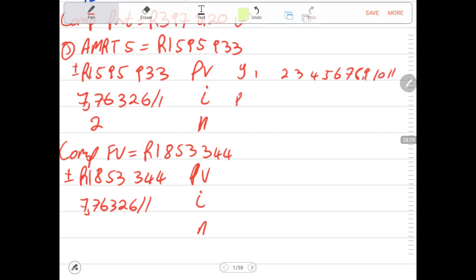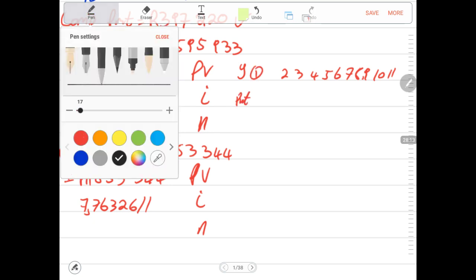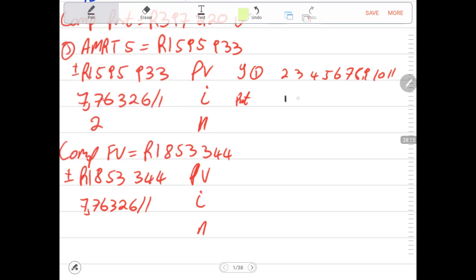Then we have PMT. There's no PMT in year 1. We have PMT, which is 1, 2, 3, 4, 5, 6, 7, 8, 9, 10. So payment number 10 is in year 11. We made 5 payments, and 2 payments were missed. So how many PMTs are left? 1, 2, 3. Only 3 PMTs are left. So that means our N will be 3.